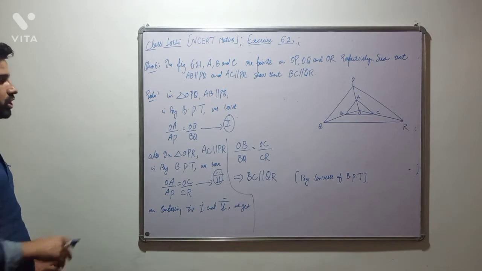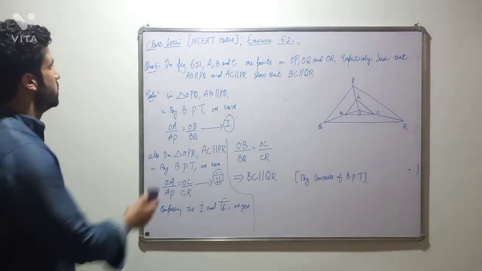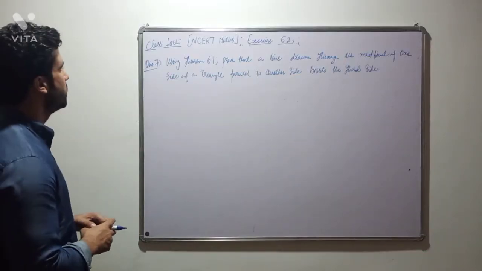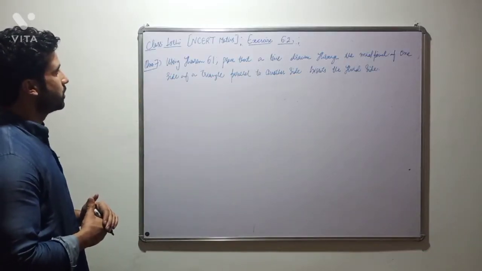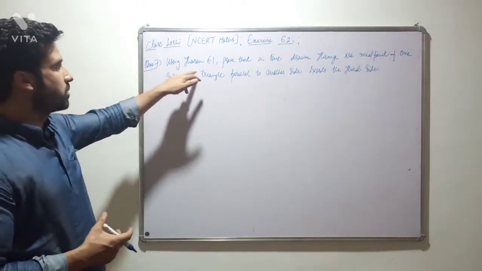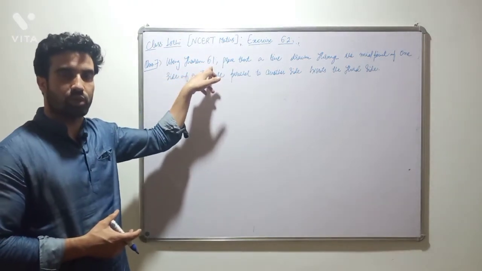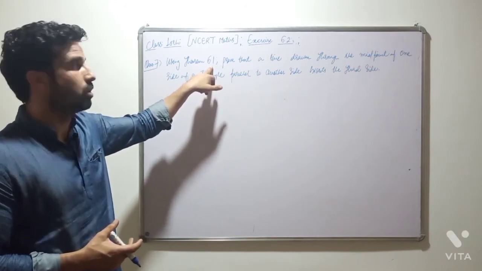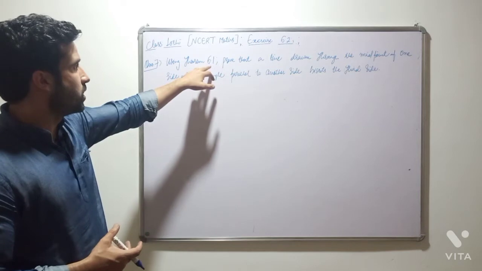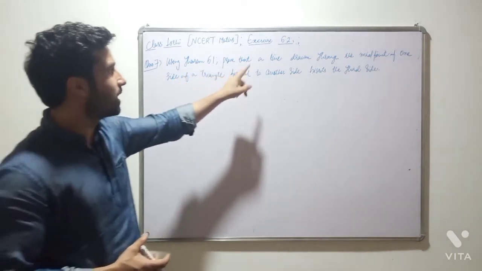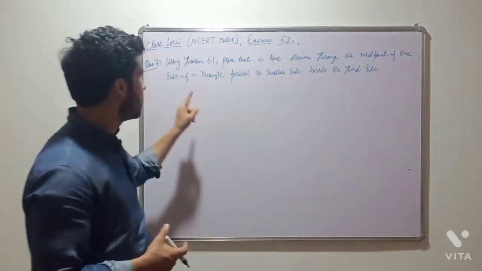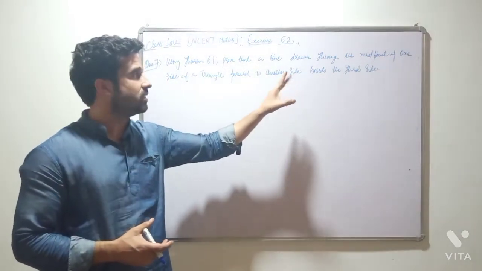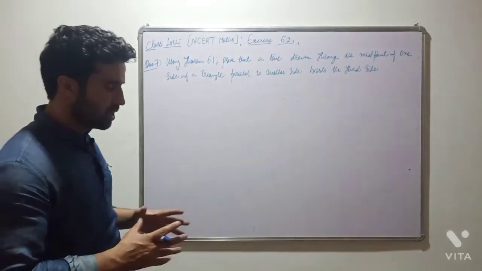You can note this here if you want to. So let's rub it. Now see, this is question number 7, and it asks: using theorem 6.1. So you have to use theorem 6.1, and theorem 6.1 is the basic proportionality theorem. So using basic proportionality theorem, prove that a line drawn through the midpoint of one side of a triangle parallel to another side bisects the third side. Okay, this is what the question says.